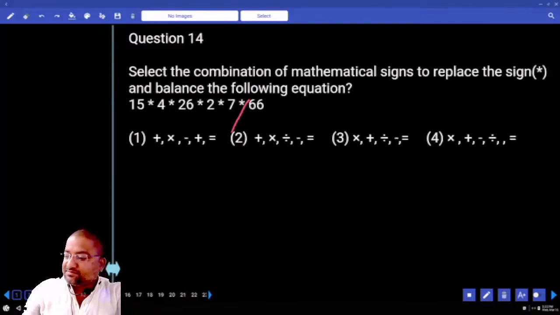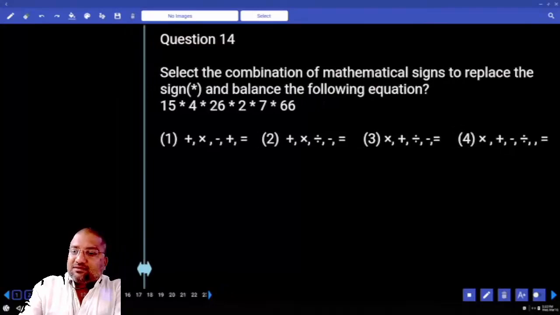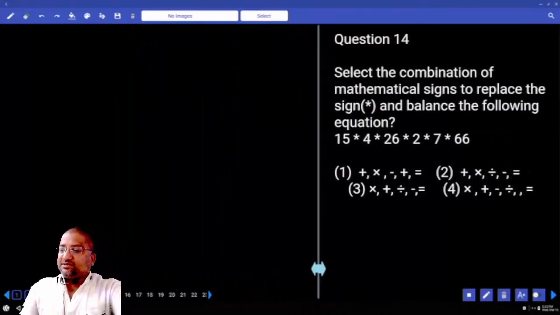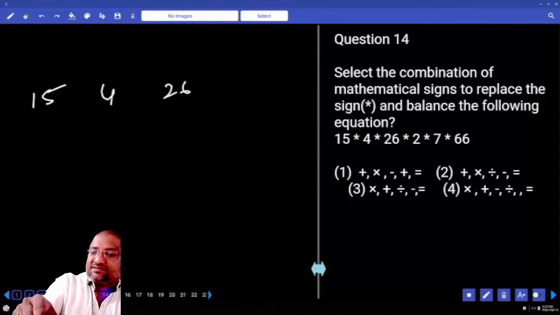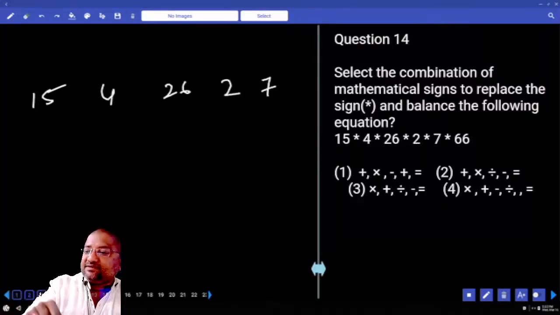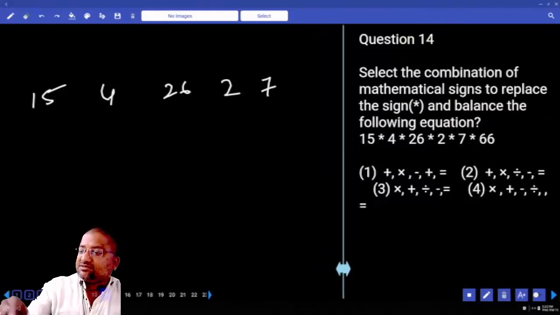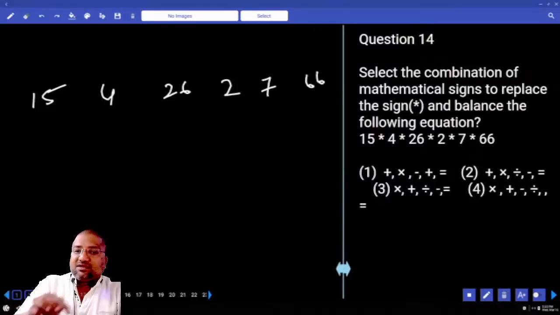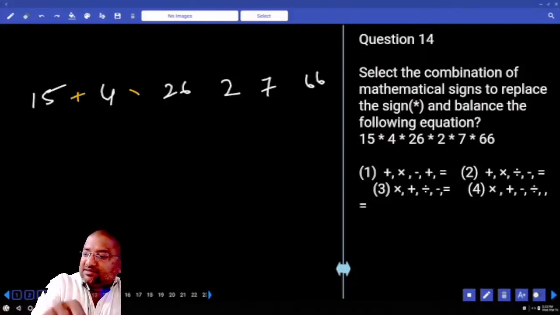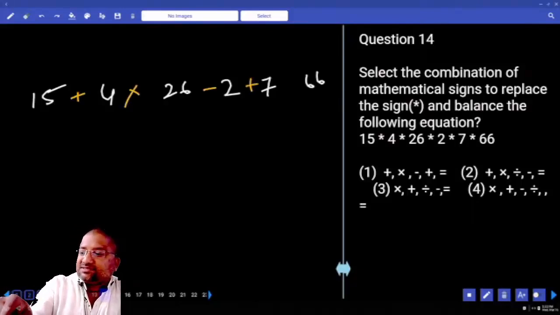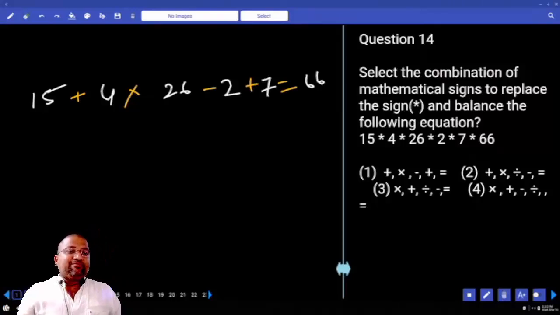Let's go for the 14th one. Select the combination of mathematical signs to replace, to balance the following equation. Let's try to do this. 15, 4, 26, 2, 7 equals 66. Next, what am I supposed to do? I have to change those signs. There is no other option. Plus, into, minus, plus, equals to. Will I get the answer? Impossible.